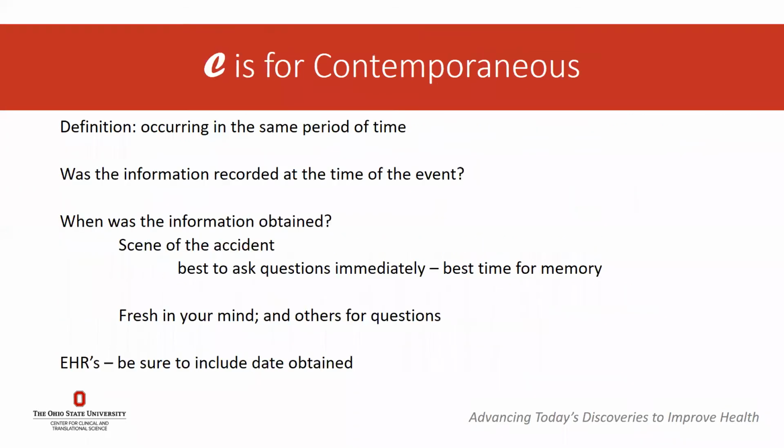So C is for contemporaneous, occurring in the same period of time. So what information was recorded at the time of the event? This speaks to the ability that when the event is occurring or when you have been told the information, that you write it down at that point. As we all know, memory is a little distortion involved there.